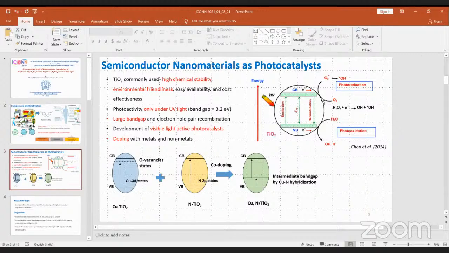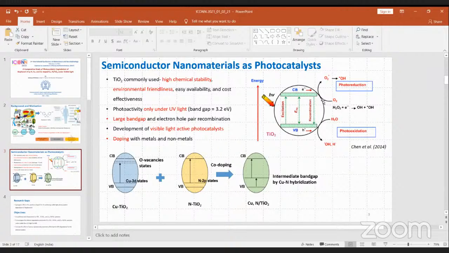Among semiconductor nanomaterials, one of the most important is TiO2 catalyst, titanium dioxide, with high chemical stability and environmental friendliness. But the one limitation is that it is only photoactive under UV light, with a large band gap and electron hole pair recombination.